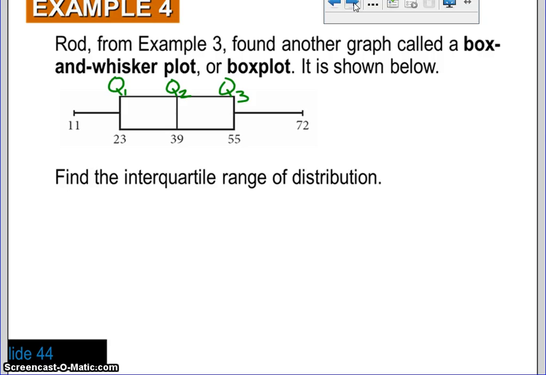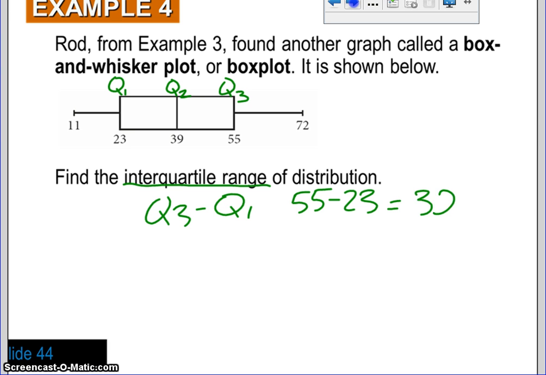So now it's asking you to find the interquartile range, which remember is Q3 minus Q1. So I'm looking at 55 minus 23, which gives me 32 for my interquartile range.